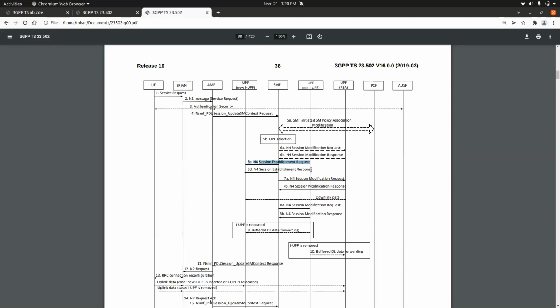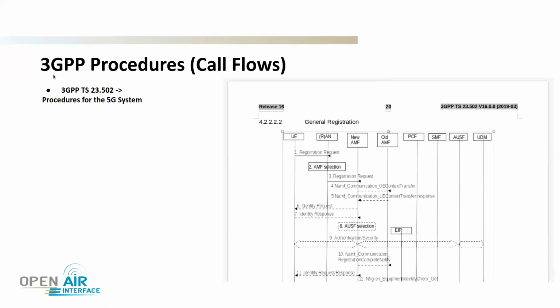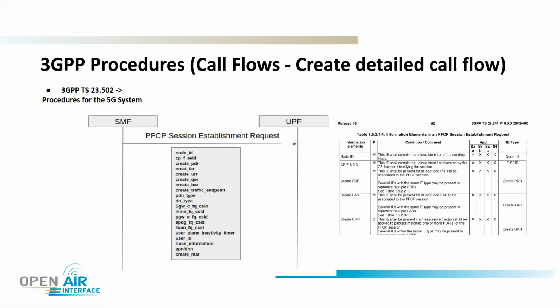So the first thing you have to do, when you decide to implement a particular message, is get all the contents of the message. It's the process where we create a detailed call flow. We have selected the message, for example the session establishment request that we want to implement. The content of this message is specified in standard 29244, that is the PFCP protocol, release 16.